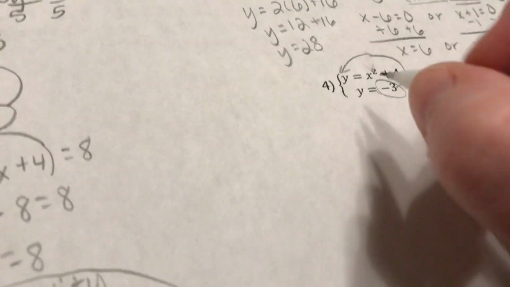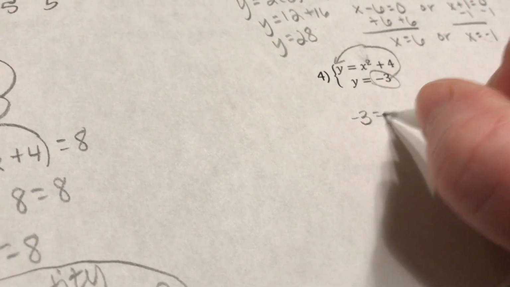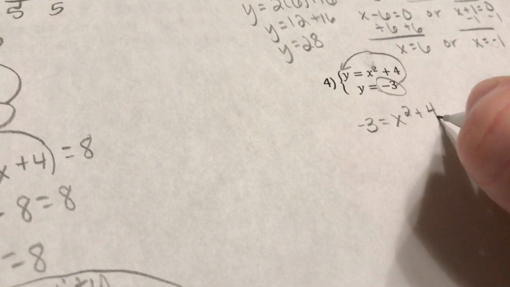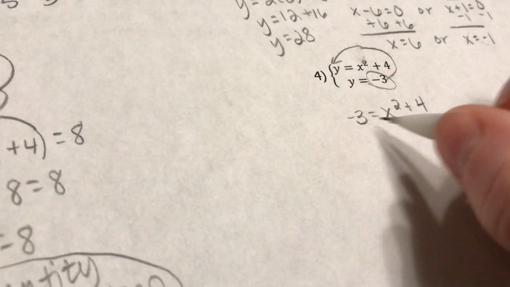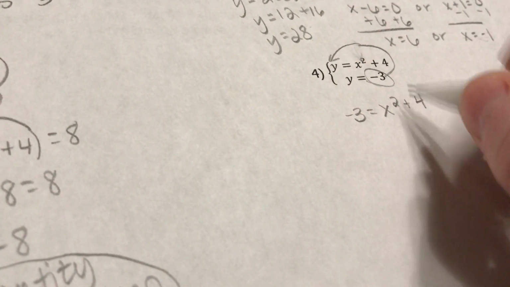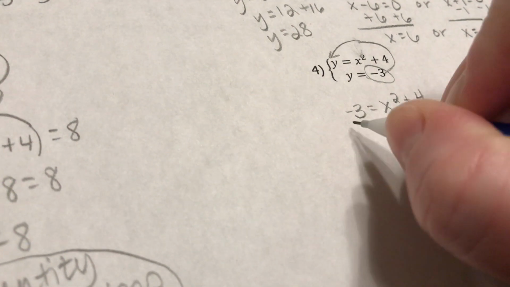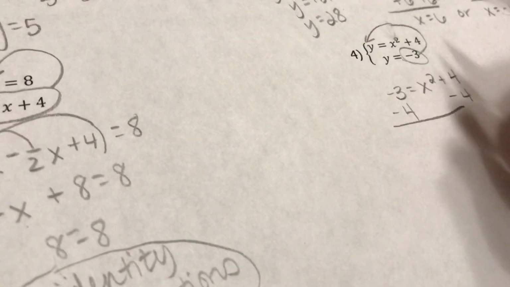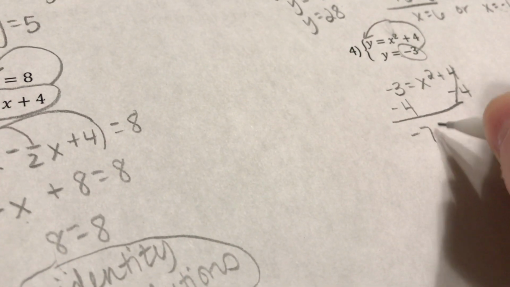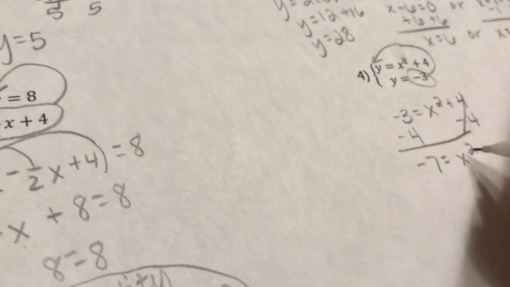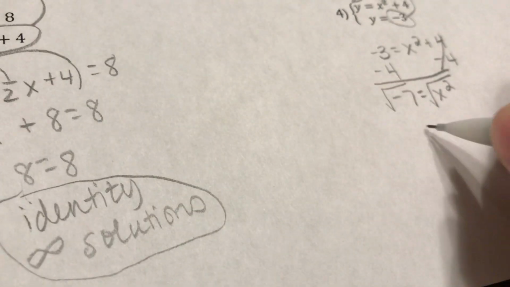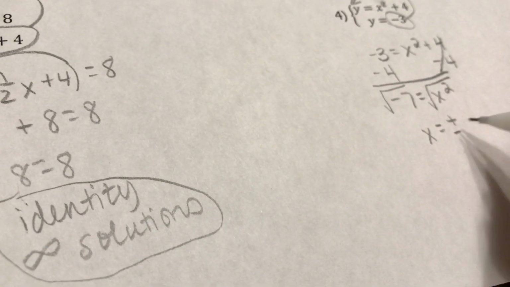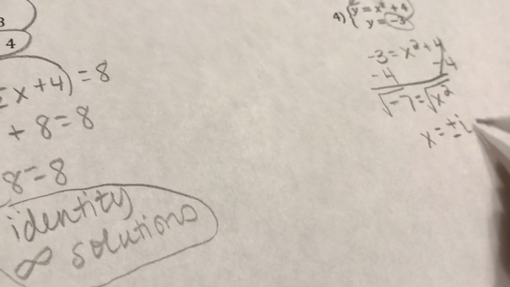So we're going to plug in -3 equals x squared plus 4. Okay? And then we'll go ahead and subtract our 4 here, and we get negative 7 is equal to x squared. If we're solving for x, then we're going to take the square root, and we see that x is equal to plus or minus, oh, that's a negative, i root 7.